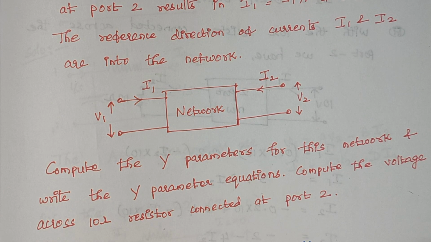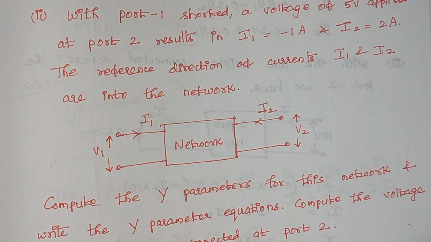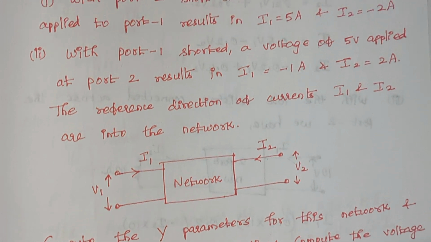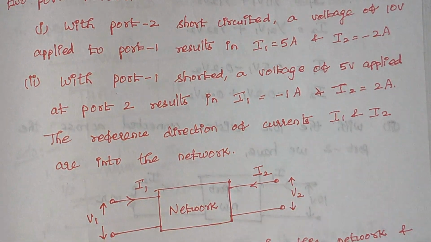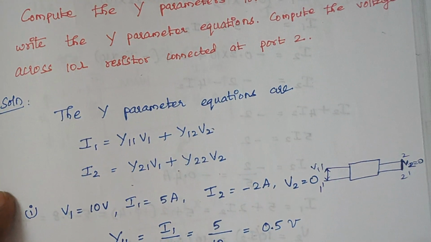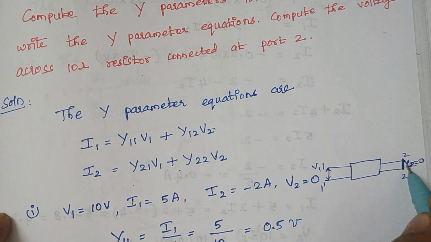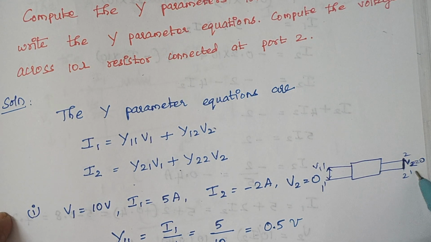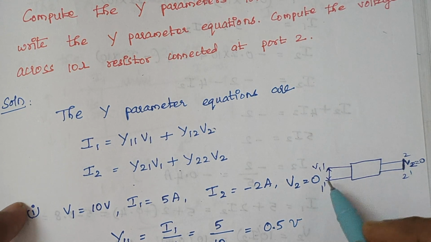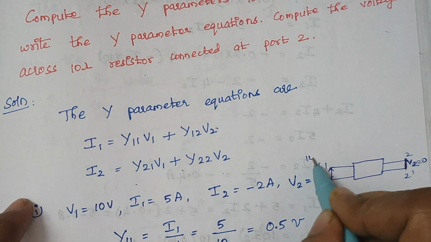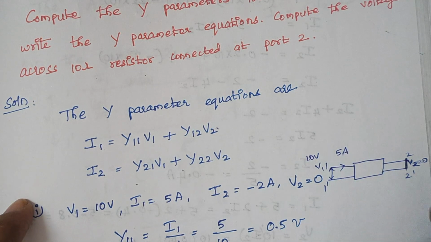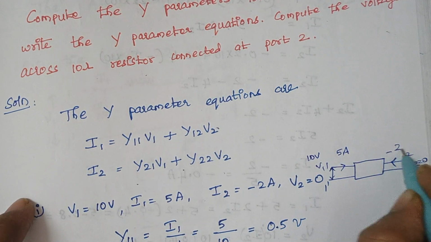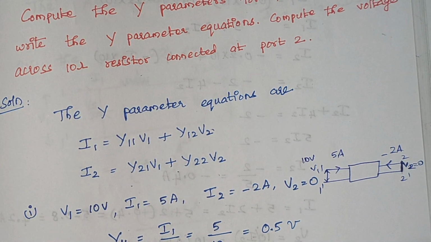So now with the help of the data given, we are going to find the Y parameters. So what is the first one? We are short circuiting port 2. So here this is our diagram. This is a two-port network and we are short circuiting our port 2. What does this mean? The value of voltage V2 is made equal to 0. So what is the value of V1? The value of V1 is 10 volt, and I1 is 5 amps, and the value of current I2 is minus 2 amps.